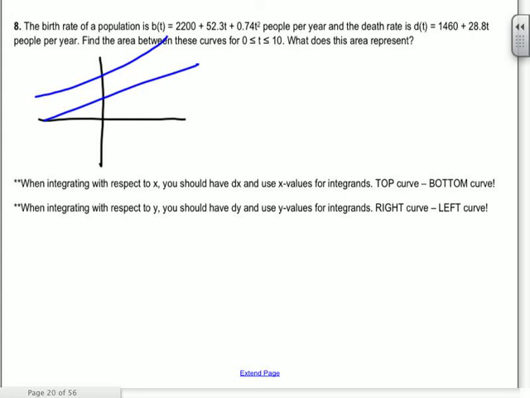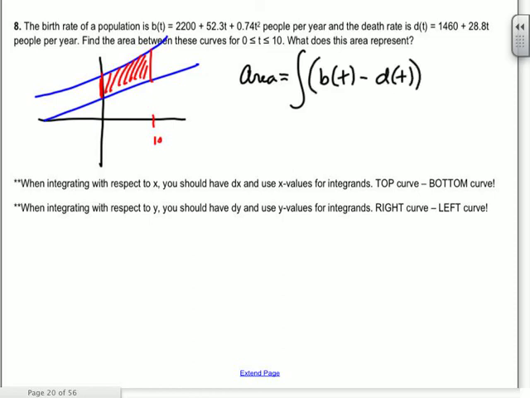All right, we're going from 0 to 10. So my area, I'm going to have my top minus my bottom, so I'm going to have B of t minus D of t. Remember on your AP exam, write the simplest form. And the t values go from 0 to 10.